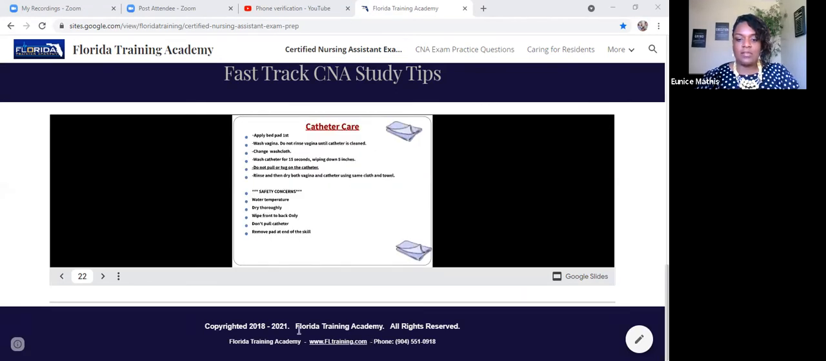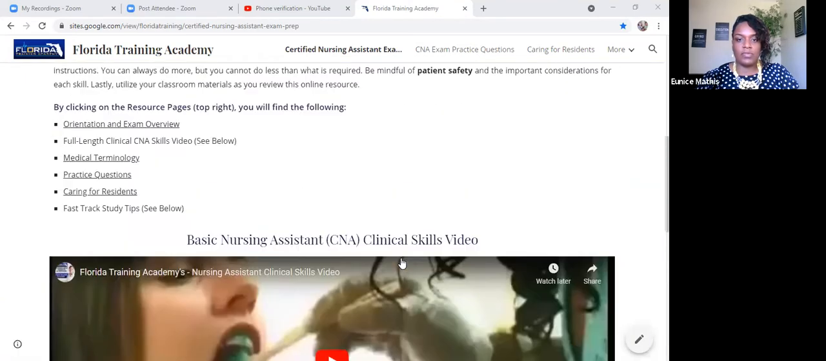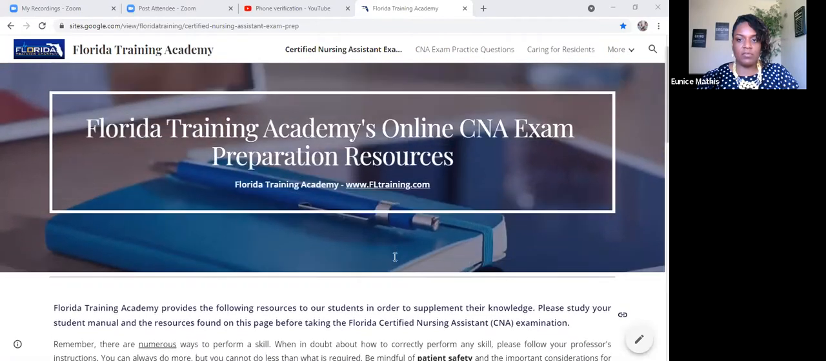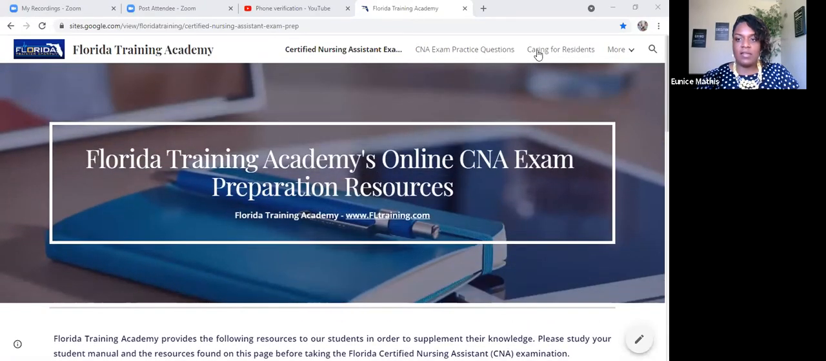If you need to contact us, our website is below. And in addition to our website being below, our phone number is also below. So this is all the information that's on the first page. If you're on your smart device, such as your cell phone, when you go to the right-hand corner, there should be more tabs. The first tab we're going to click on is going to be the CNA exam practice questions.